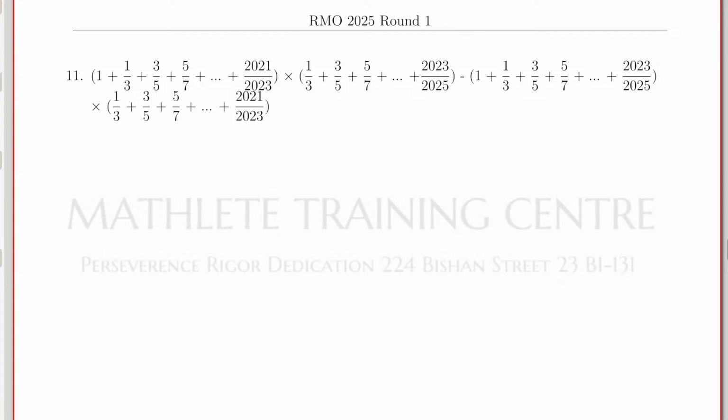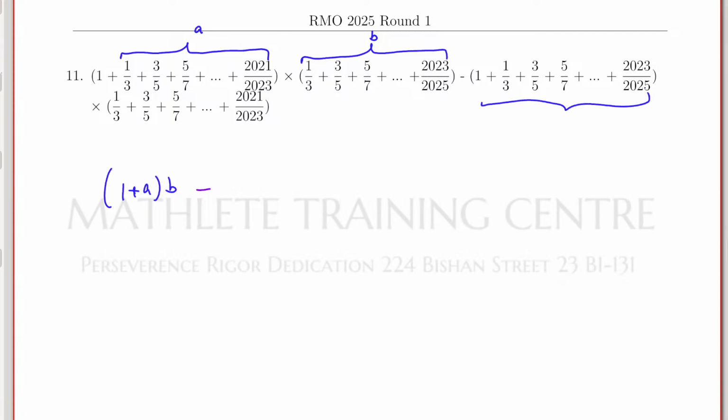So what we can do here is label this thing as A and this thing as B. Then our expression will be of the form (1 plus A) times B minus away. You can see that the second expression will be equal to 1 plus B, and then the last one will be equal to A. So I'm subtracting (1 plus B) times A.